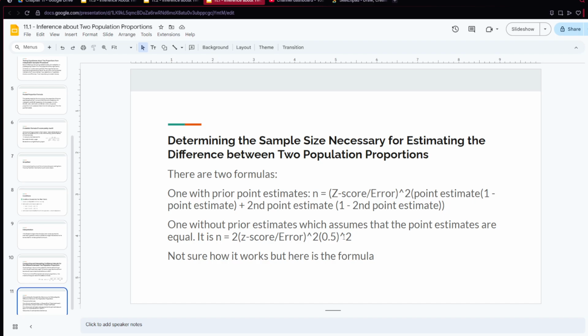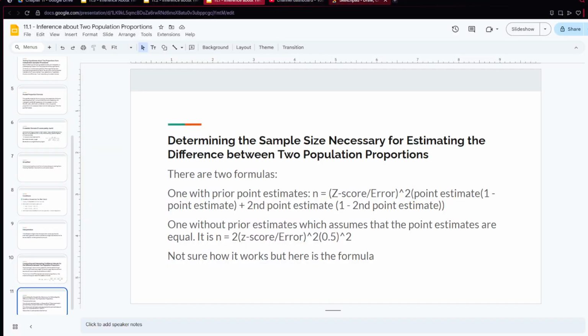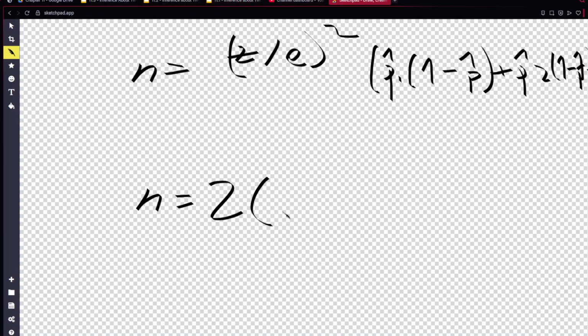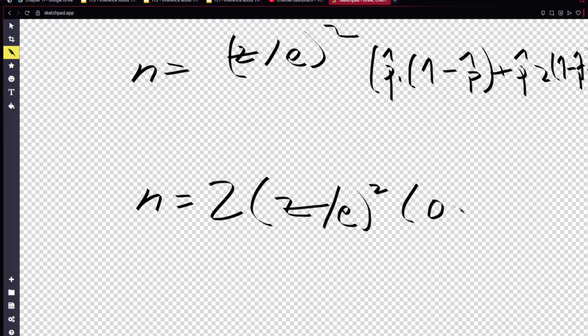The second is without prior estimates, which assumes that the point estimates are equal. It is n equals 2 times z over error, and that's just using some simple algebraic manipulation. So it's z over e. I forgot the symbol for standard error, so I'm just going to be using e. And then 0.5 squared. So simple algebra. That's how you calculate confidence intervals and calculate the sample size necessary.